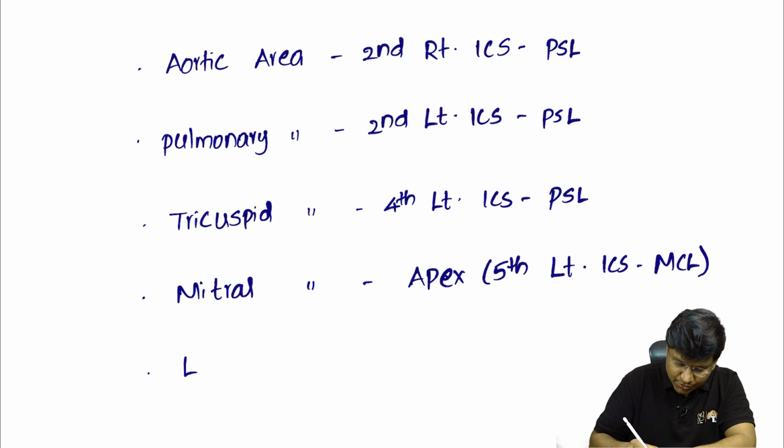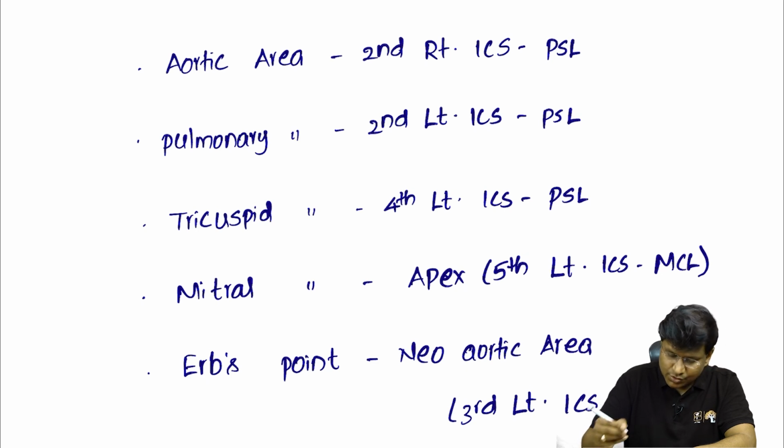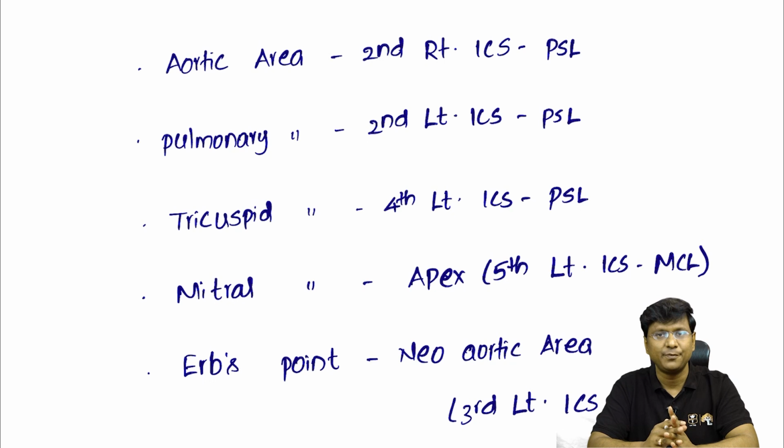Now apart from this, you have a very important point for auscultation. This we call Erb's point. Erb's point is nothing but the neo-aortic area. The neo-aortic area is present in the third left intercostal space, parasternal line. So where exactly is this particular Erb's point? It is in the third left intercostal space, parasternal line. And very important, this is the area for auscultation of the second heart sound.